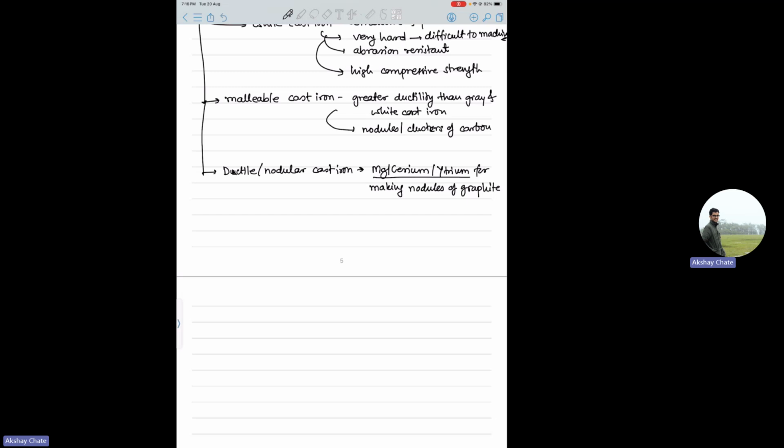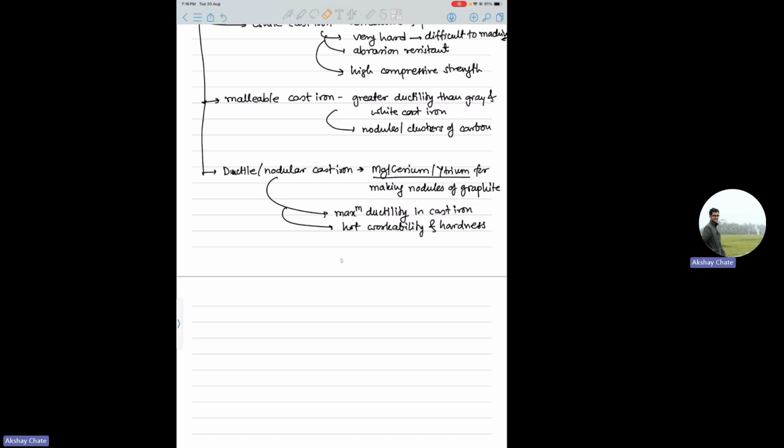And as the name suggests, it is ductile, so we can get maximum ductility in case of cast irons using ductile cast irons. It will have better hot workability and hardenability. Okay, so those things are there because of those nodules.